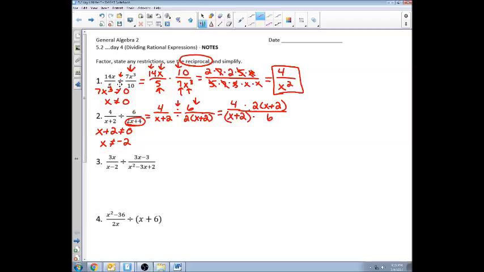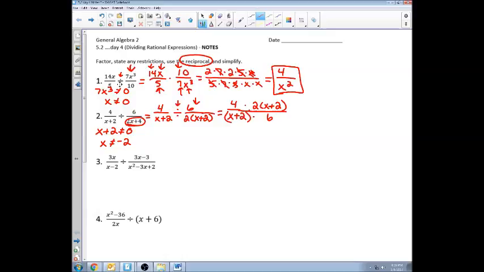So I've flipped my fraction now. What I need to do is go back to step 4 and check for a new restriction. I still only have an x plus 2 in the bottom, so I don't have any new restrictions. Now that I've checked for restrictions, I've done my step 5. We're on to step 6. Step 6 is to go ahead and cross things out.